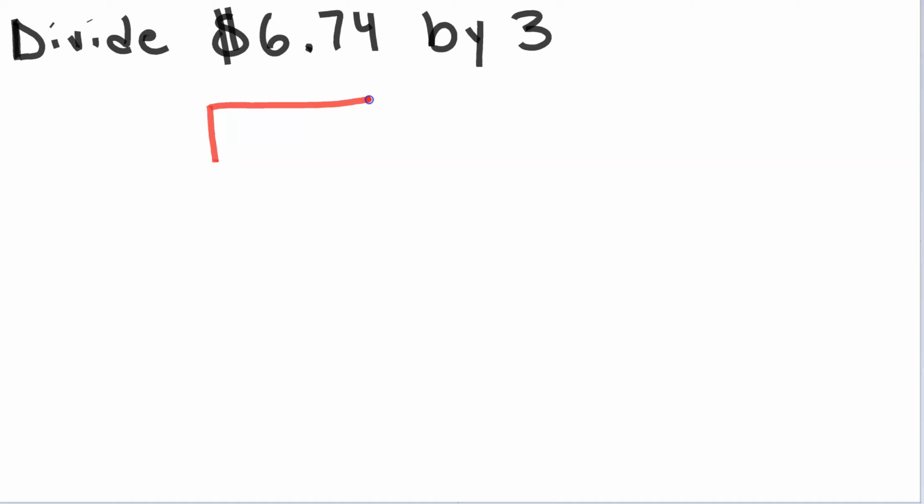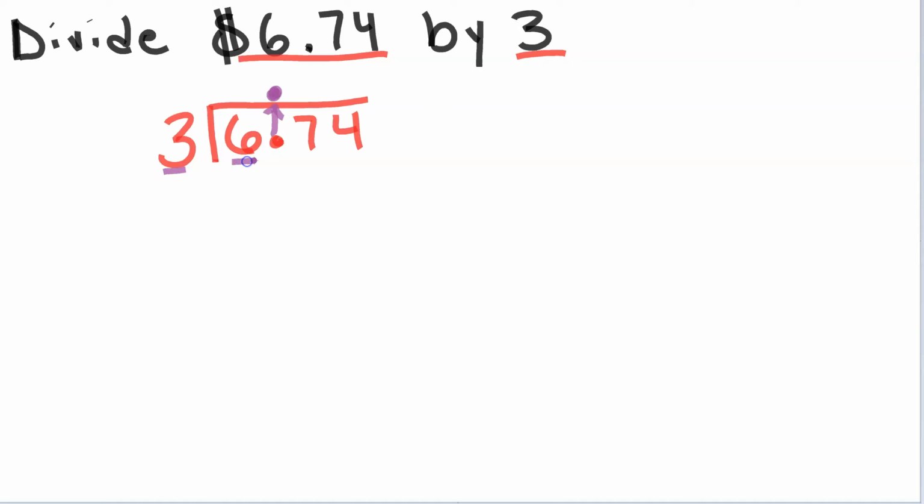So first, draw your little house. Step 1, first number inside, 6.74. Second number outside, 3 on the outside. All right, and we're ready to start dividing. But before we divide, always bring up your decimal. Don't forget, because that will mess up your problem later. So we bring up the decimal and we're ready to start.